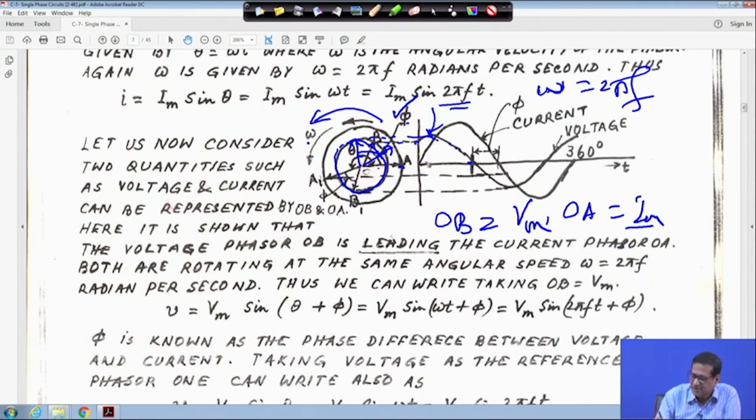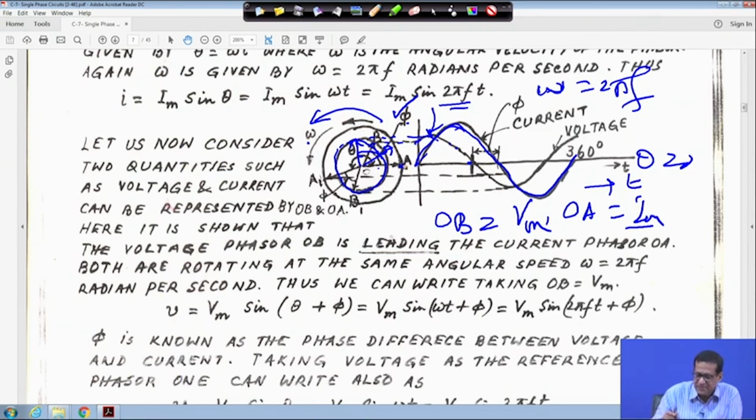In that case, it will start from this point, and this current wave will be sinusoidal, and the voltage also sinusoidal. But at theta equal to 0, the current waveform will start from its position here, and the voltage will start from somewhere here. This way the sinusoidal waveforms of voltage and current are both generated, but the angle between the two remains the same.